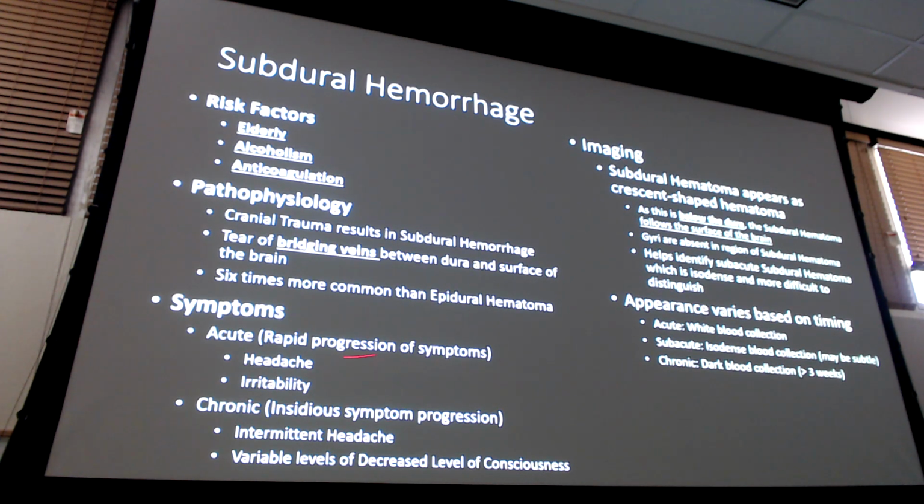So the symptoms here: acute progression of symptoms, rapid progression, headache, irritability, just out of nowhere, right? For the acute ones. All of a sudden, he's got this massive headache, and I'm agitated, I'm irritated, and I have a rapid progression of symptoms. The key thing here is the crescent-shaped hematoma just below the dura that follows the surface of the brain. Okay? Follows the surface of the brain, crescent-shaped.